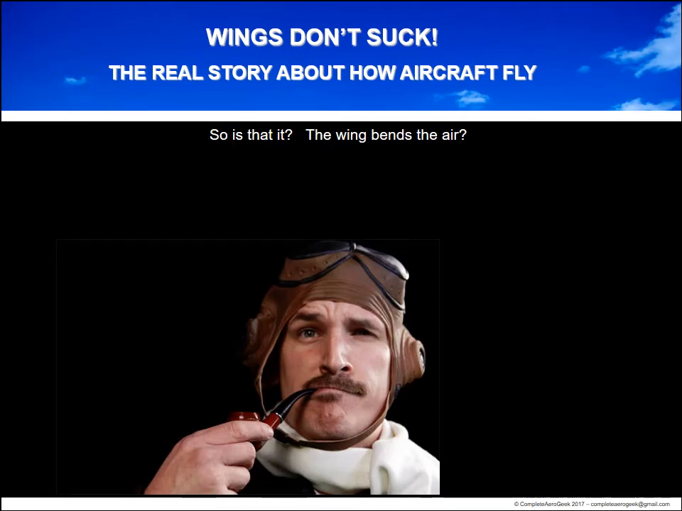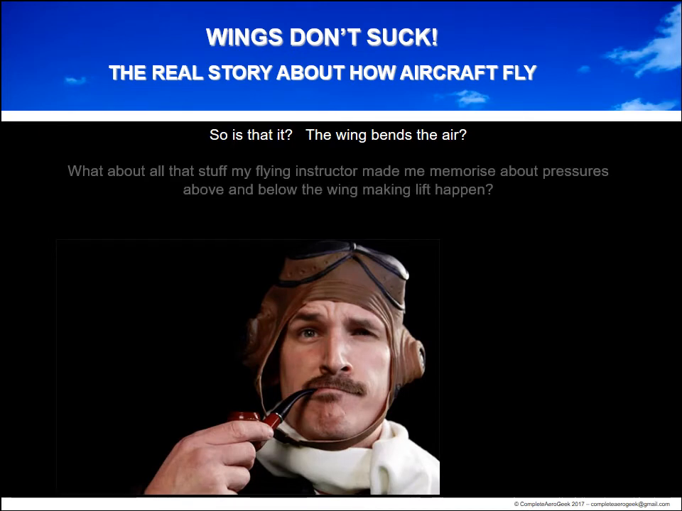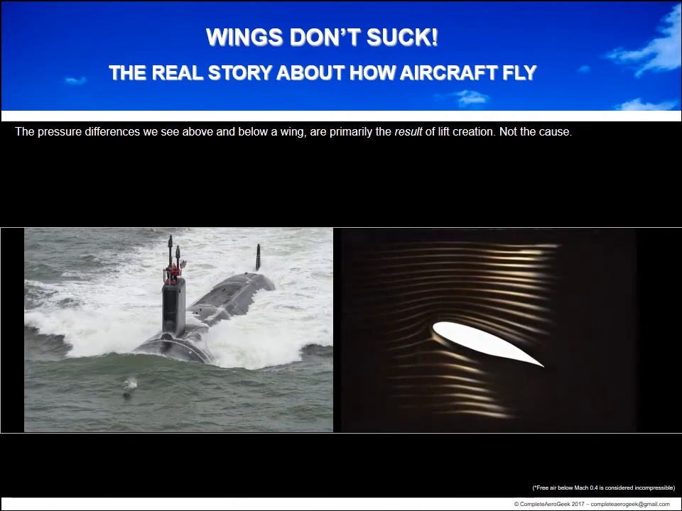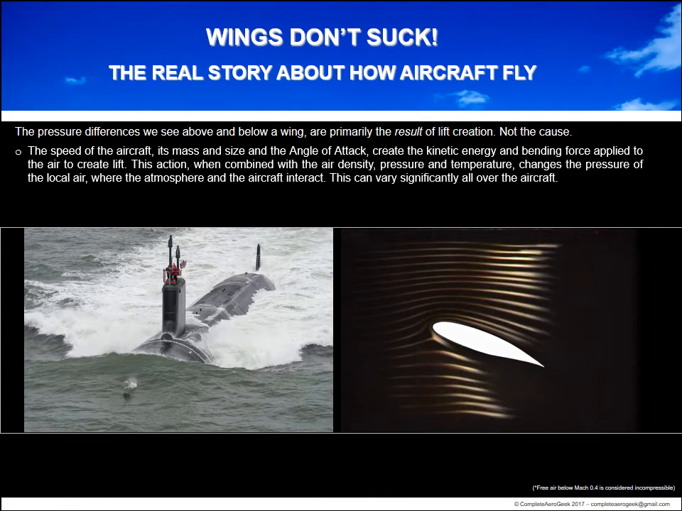So is that it? The wing bends the air? What about all that stuff my flying instructor made me memorize, about pressures above and below the wing, making lift happen? The pressure differences we see above and below a wing are primarily the result of lift creation, not the cause. The speed of the aircraft, its mass and size and the angle of attack, create the kinetic energy and bending force applied to the air, to create lift.